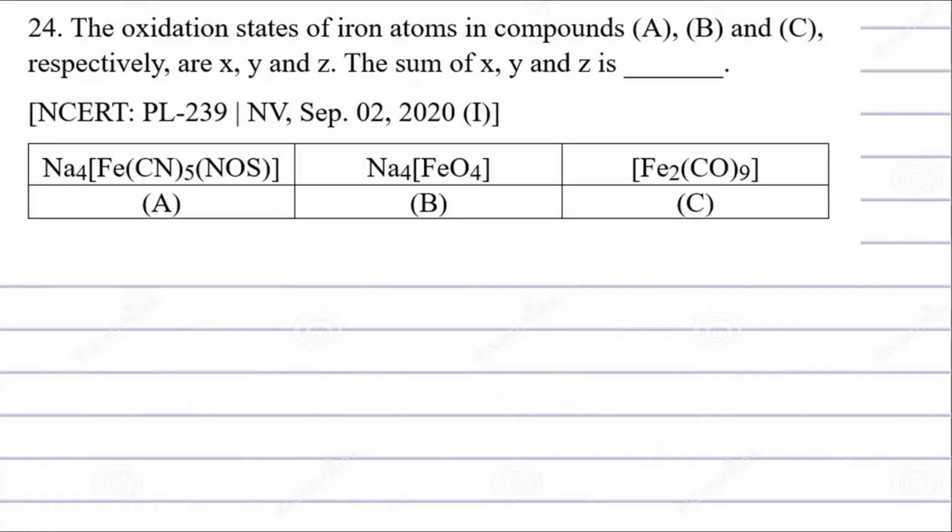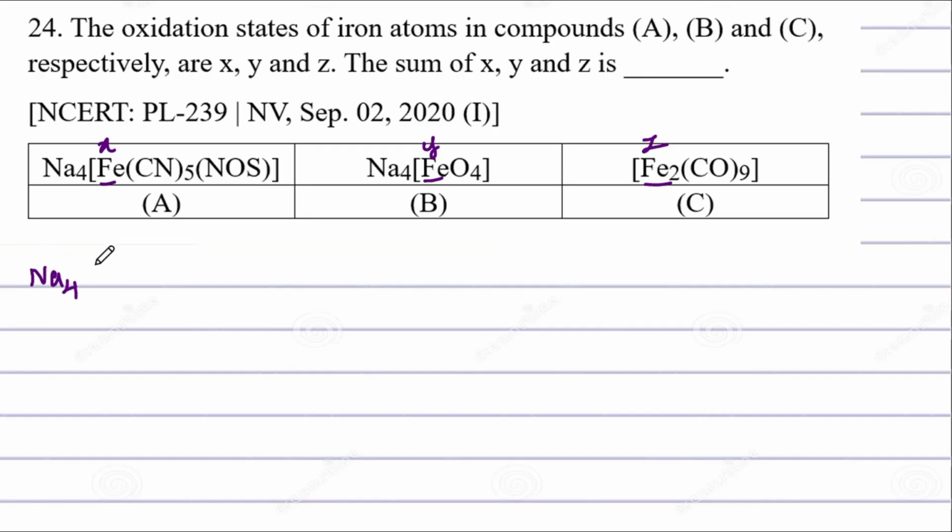The oxidation states of iron atoms in compounds A, B and C respectively are X, Y and Z. So in A it is X, in B it is Y, and in C the oxidation state is Z. The sum of X, Y and Z is dash. So let us find the oxidation states.